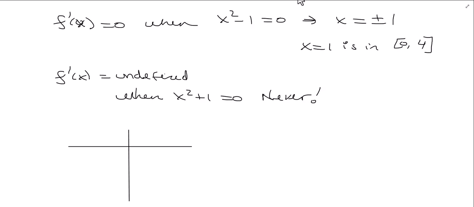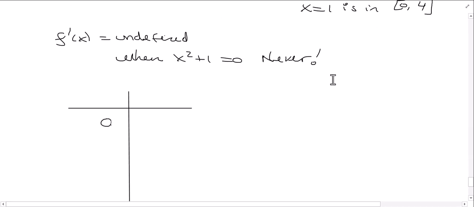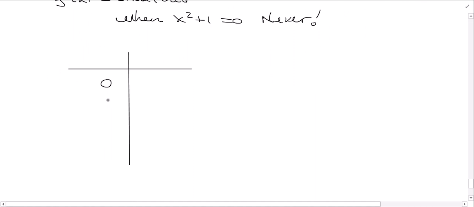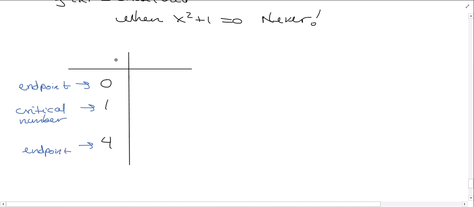So we're going to test our endpoints, so 0 and 4. And we have a critical number of 1, so we're going to test that as well. So 0, 1 and 4. Just to make it clear here, 0 was an endpoint, so that's why we're testing that. 1 is a critical number that fell inside our interval, so that's why we're testing that. And then we're testing 4 because it is also an endpoint.